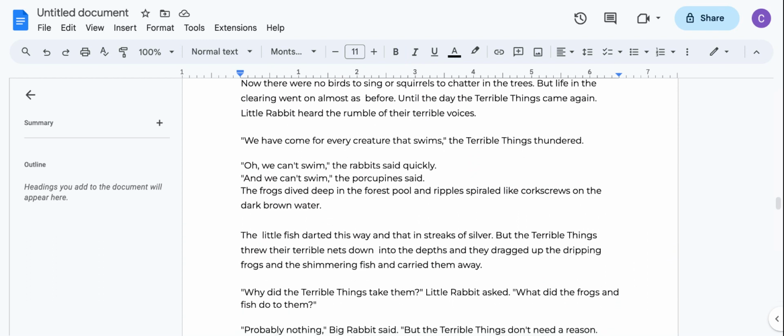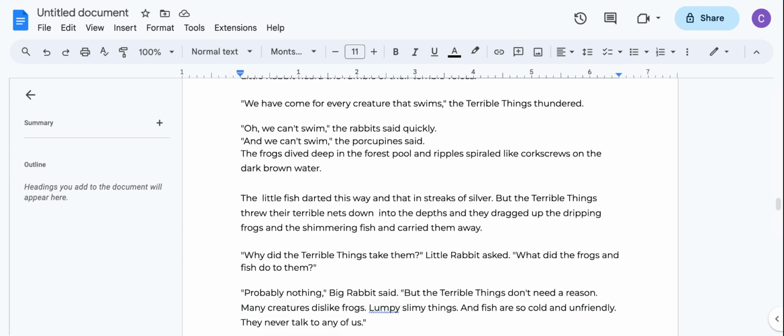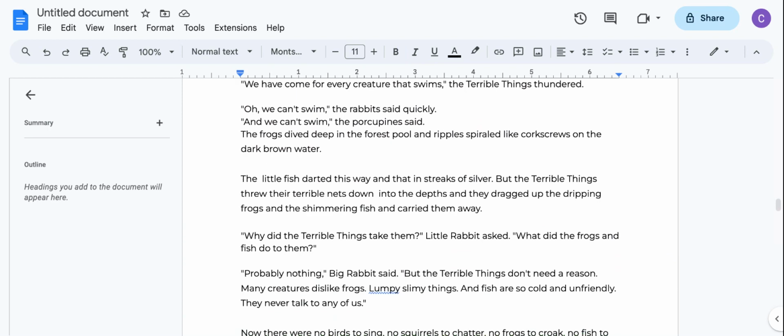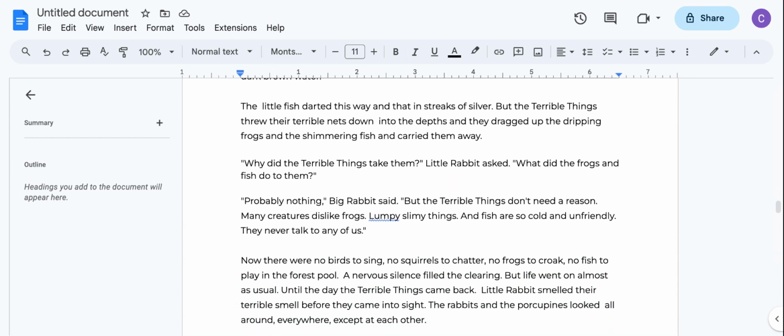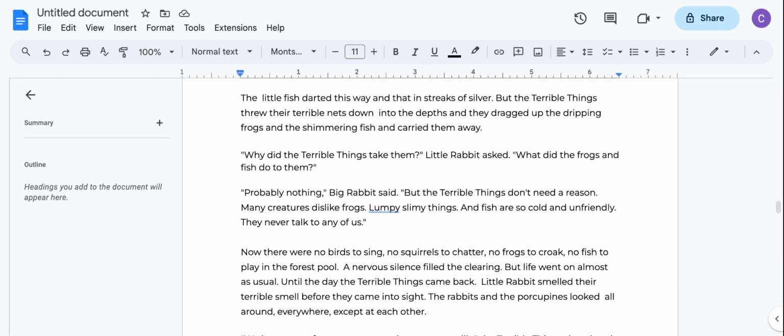Little Rabbit heard the rumble of their terrible voices. We have come for every creature that swims, the terrible things thundered. Oh, we can't swim, the rabbit said quickly. And we can't swim, the porcupine said. The frogs dived deep into the forest pool, and ripples spiraled like corkscrews on the dark brown water. The little fish darted this way and that in streaks of silver, but the terrible things threw their terrible nets down into the depths and dragged them up, dripping frogs and shimmering fish, and carried them away.